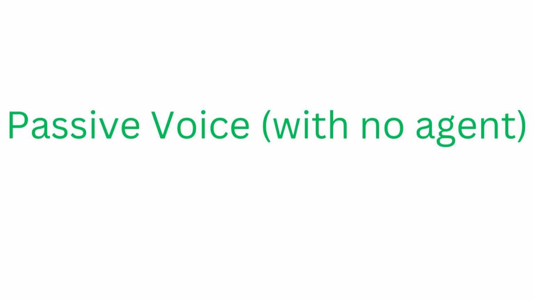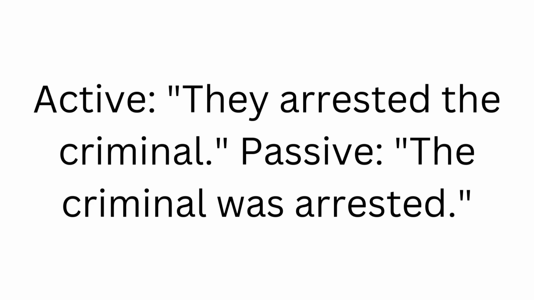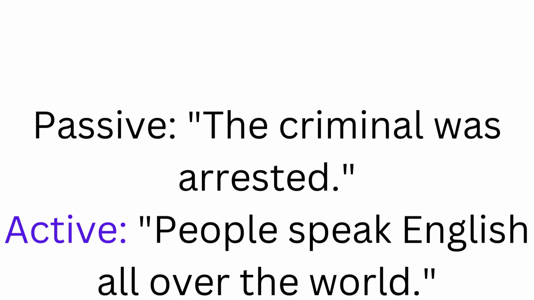Passive voice with no agent. In many passive sentences, the agent, the doer of the action, is omitted because it is either unknown, irrelevant, or implied. 1. Active: they arrested the criminal. Passive: the criminal was arrested.